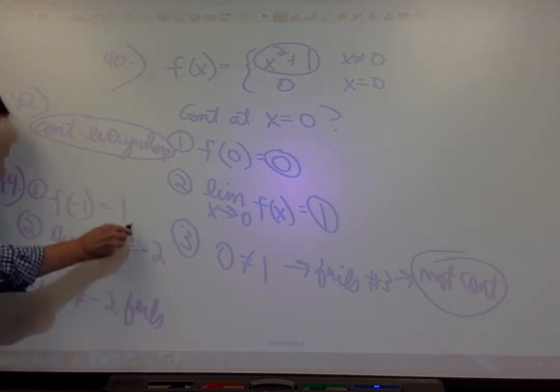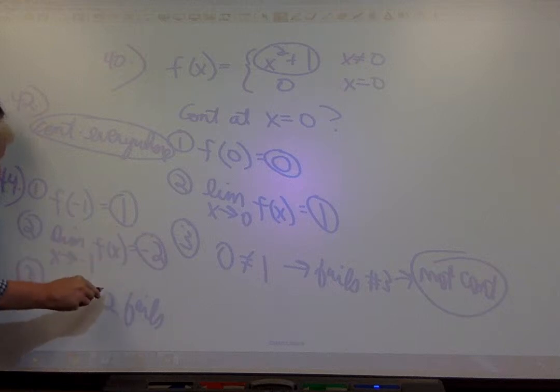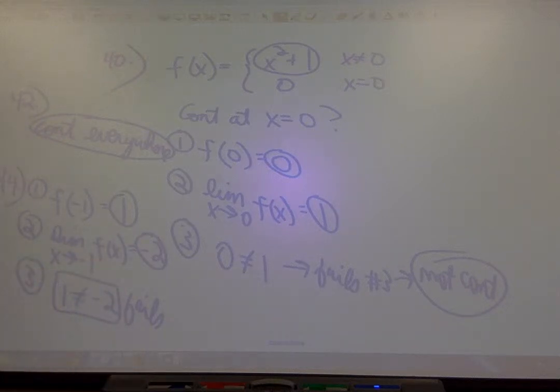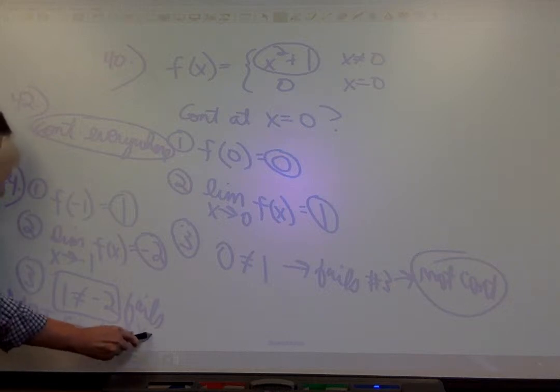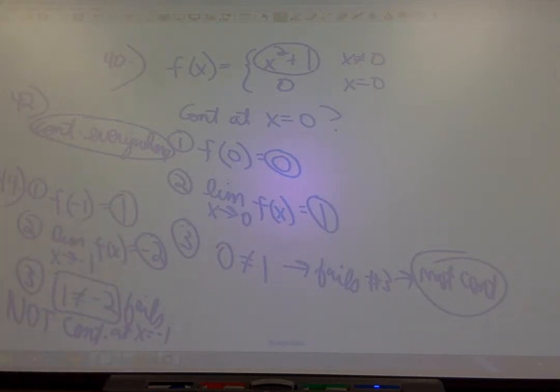Fails. This was good, that limit was good, but these were not equal, were they? So that's why it failed. So how do you answer that question, 44? Not continuous at x equal -1 because condition 3 failed. Okay? Very good.